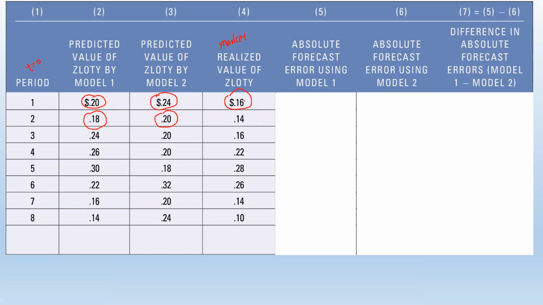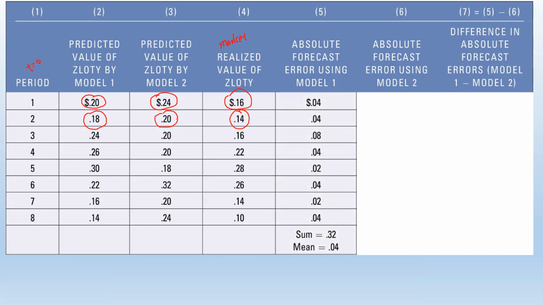This is the Polish currency's value from the market, and at the end of period 2, we will observe from the market that the true value of the Polish currency is $0.14 per unit. Then we can compare the realized one with the forecasted one to evaluate which model has better performance. So we can find out the absolute forecast error.